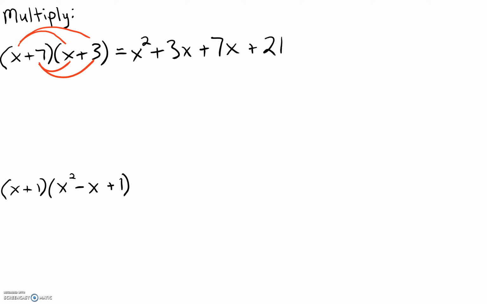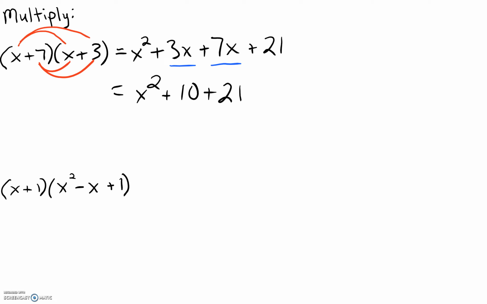And so what we have after using the FOIL method is x squared plus 3x plus 7x plus 21. So for a problem like this, at this stage you want to look for any like terms that we can combine. In this case we have a 3x and a 7x which we can combine. So we'll bring down the x squared, and then 3x plus 7x is going to give us 10x, and then we'll bring down the plus 21. And so our final answer in simplified form is x squared plus 10x plus 21.